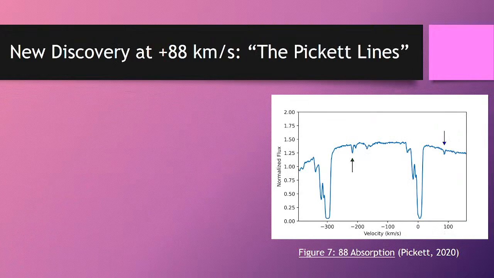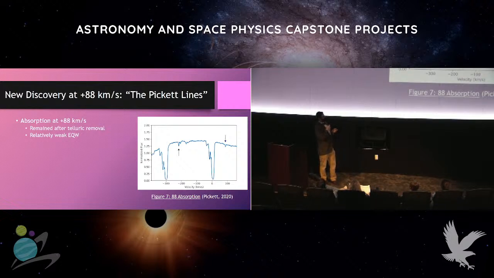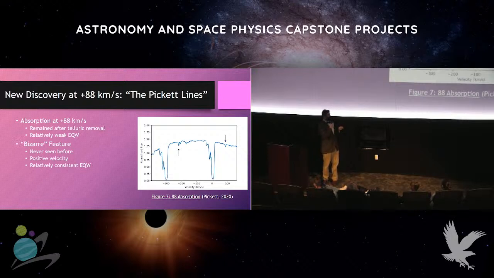There was a new discovery of an absorption at plus 88 kilometers per second, or as I like to call them, the picket lines. This was a feature that had remained after telluric removal. Right over here on the far right, you can see there was a feature that wasn't removed when I removed any water lines. That was a little weird for us to look at because it wasn't something that was expected. It was relatively weak, and it was bizarre because it had never before been seen.